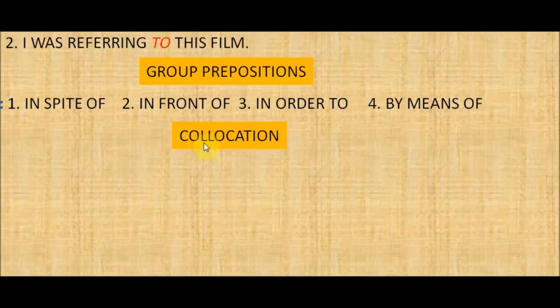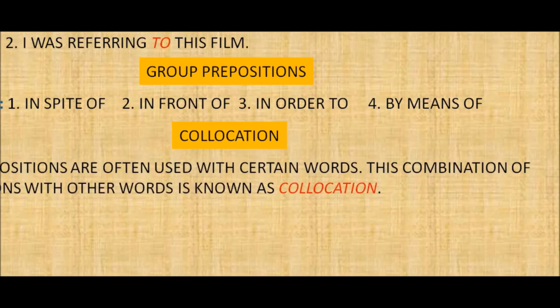Now let us look at collocation. What is collocation? Some prepositions are often used with certain words. This combination of prepositions with other words is known as collocation. So some prepositions are often used with certain words, so they are known as collocations. Let's see some examples. The preposition at often goes along with words such as aim, arrive, bad, disappointed, good, and so on.